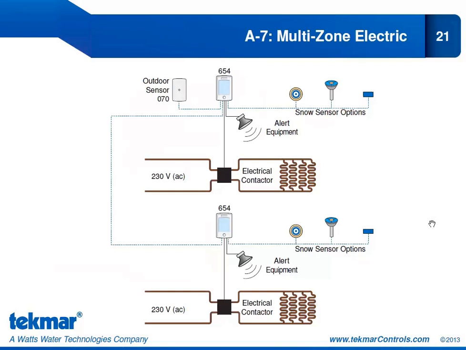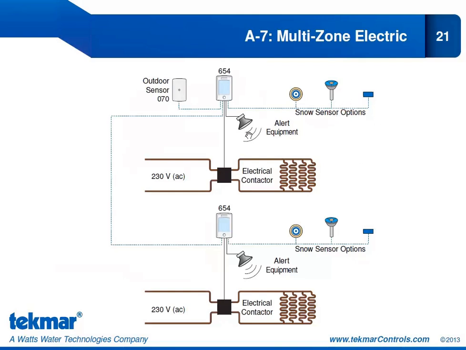Now here we have two zones that we're showing, and of course with the 654 you can always connect up to 12 zones. Each zone has its own 654, and we're showing our sensor options. We have the 090, 094, or the 095, and we're also showing the slab sensor 072 or 073. So we recommend that you use the 090 or 094 when it's possible. You can also combine the slab sensor with the snow sensor 095, and that will give you the slab temperature control plus an automatic start option.